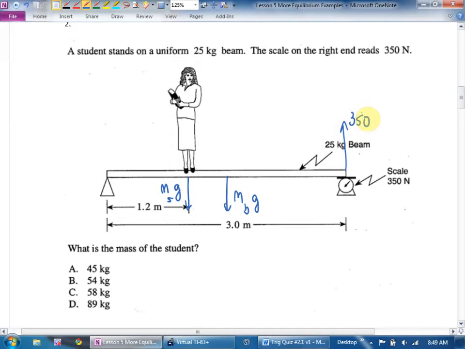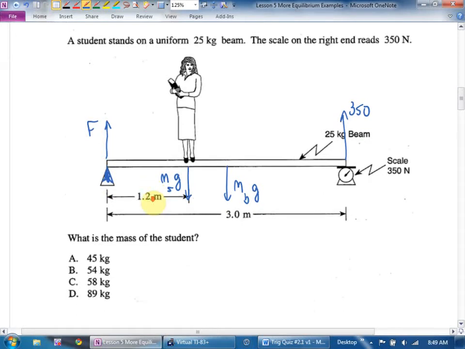And there's also, I'm sure, a force up right here. And that's a problem because there's two things I don't know, the mass of the student and this force, or it would be if I tried solving this using forces by saying everything up equals everything down. But with torques, of course, Evan, I'll put my pivot right there. Gets rid of one unknown force. Is that okay? Good.